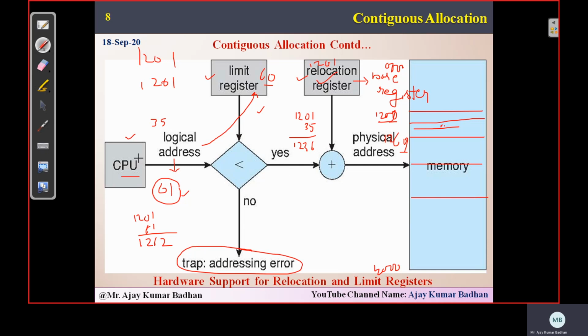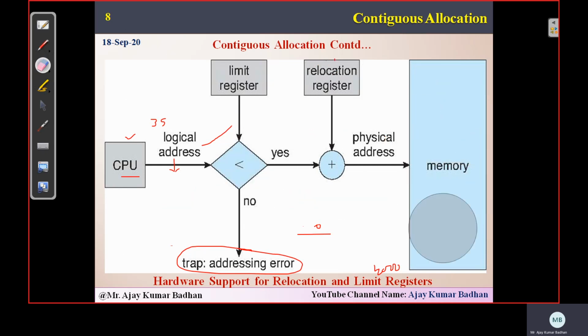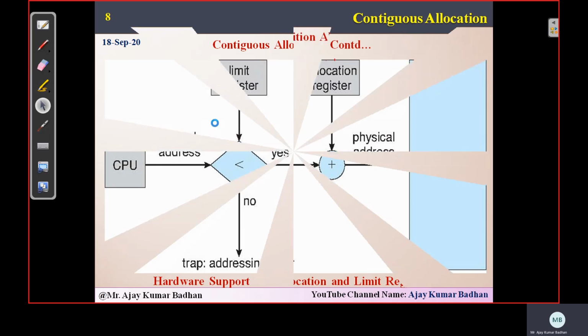It will ask the CPU to generate another number. Now the CPU generates another number, something like 55. It is less than 60, so we will send that. It will be combined with the base register, 1201. So how much are we going to get? 1256. So we can store that particular process at that particular location. This is the way the whole scenario works. This is the way we can protect one process from accessing the memory of another process.